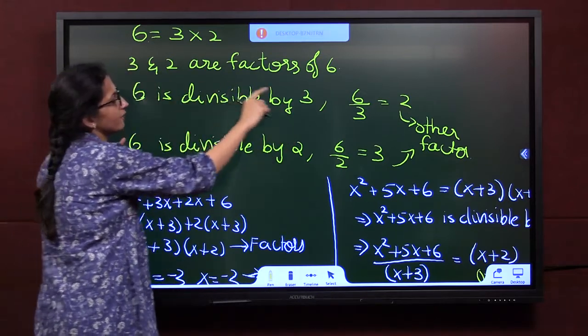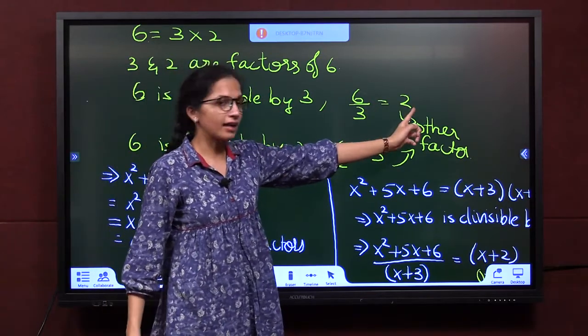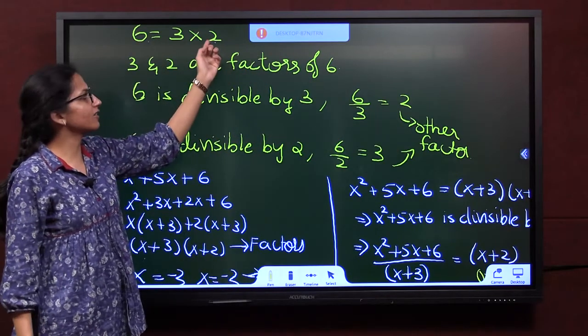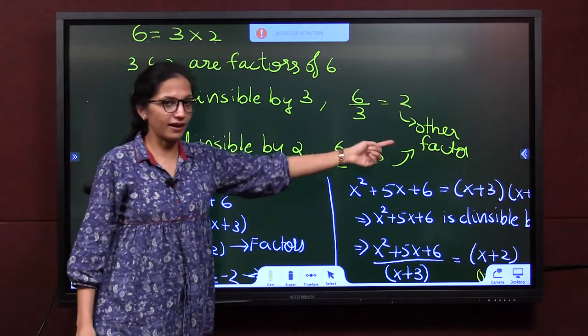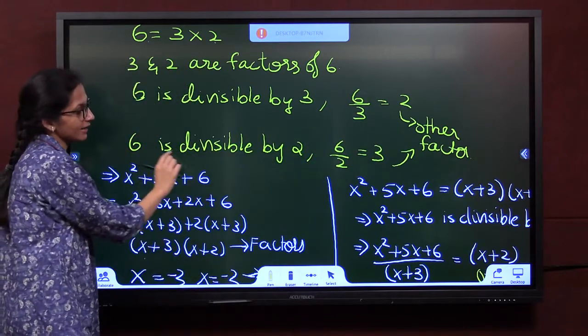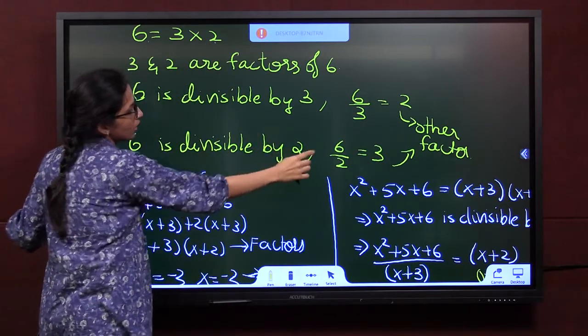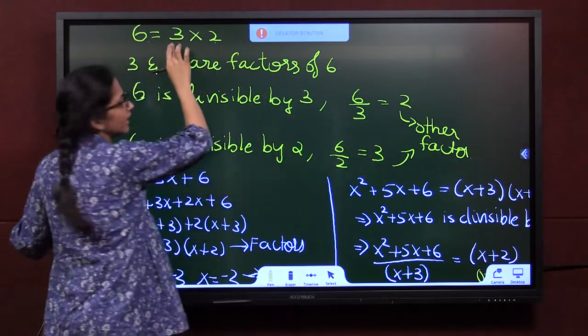And if I actually divide 6 by 3, what do I get? I get 2, which is nothing but the other remaining factor. See, 6 is divisible by 3, I get the other factor. So, 6 is again divisible by 2. I chose 2 now. When I divide 6 by 2, I got 3, which is the other factor.